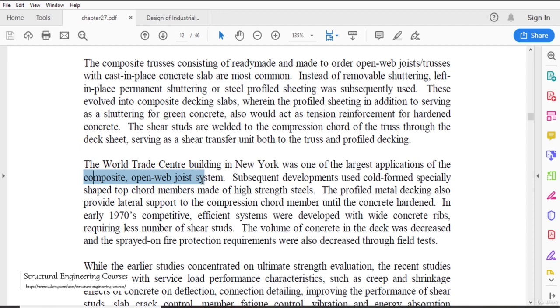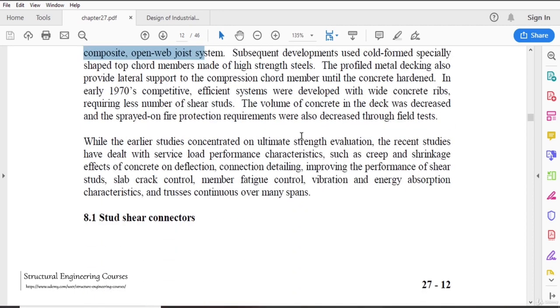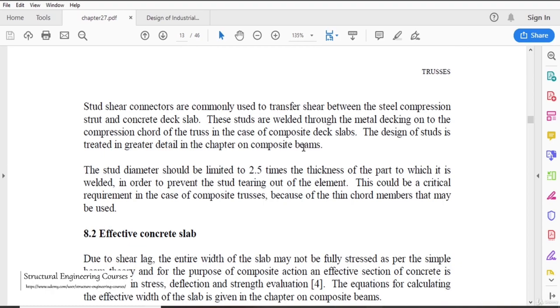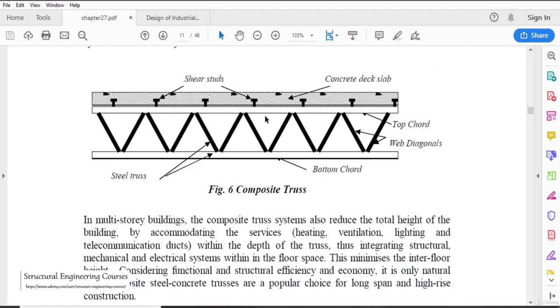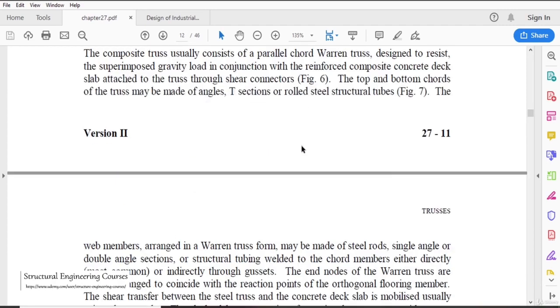sections, that is considering the strength of the concrete as well as of the structural steel. Shear connectors are a very important part of the design. These studs bind the concrete deck to the structural steel. So there's a separate design for the diameter of the stud, for the length of the stud, for the spacing of the stud, and for the number of studs in one plane.